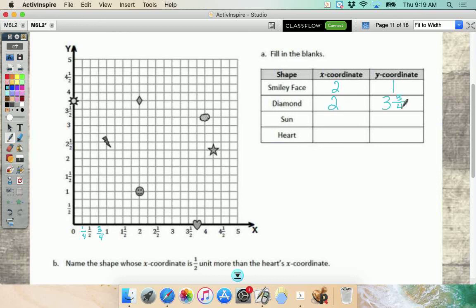3 3/4. Did you guys see that? This fraction right here would be 3/4. So what would this one be? 1/4. So I don't have a lot of room to write in between there. That's why I just drew a line out to 1/4, okay? All right, let's look at the next one. Cody, what about the sun? 0 and 3 3/4. You got it.